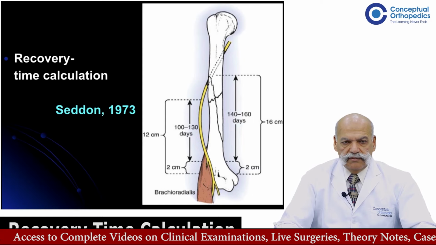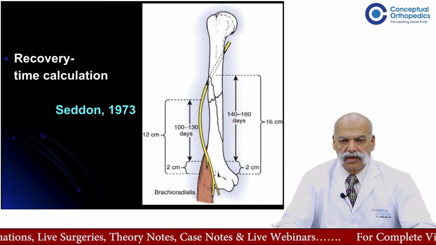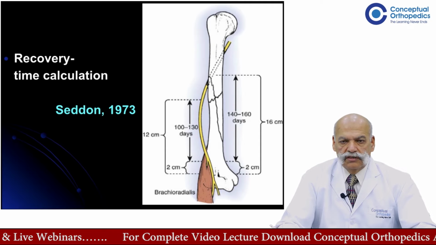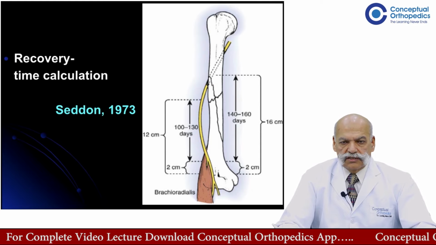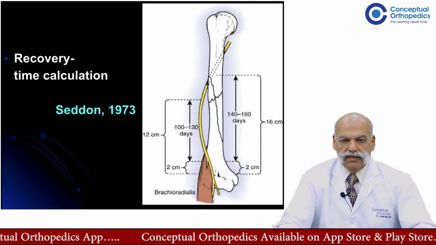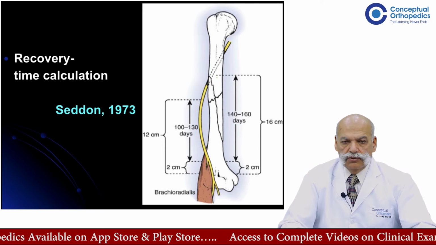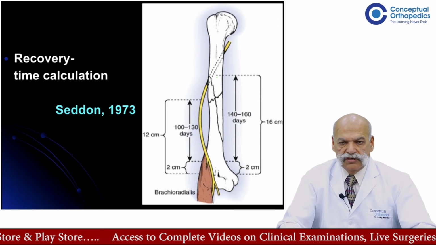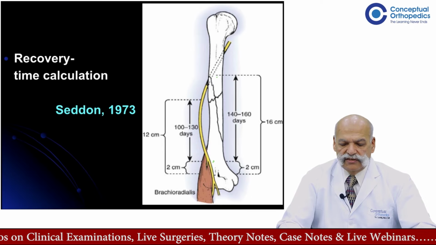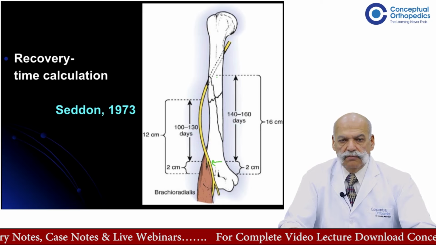As far as the recovery time calculation is concerned, Seddon in 1973 recommended that we should be able to calculate the distance from the probable site of injury to the proximal most muscle involved in this particular nerve. He discussed the case of a high radial nerve paralysis occurring as a result of a shaft humerus fracture. So in this particular patient, if the site of fracture happens to be in the mid shaft, you need to calculate the distance from this site of injury to about 2 centimeters proximal to the lateral epicondyle, which happens to be the site of innervation of the brachioradialis, which is the proximal most muscle supplied by the radial nerve.